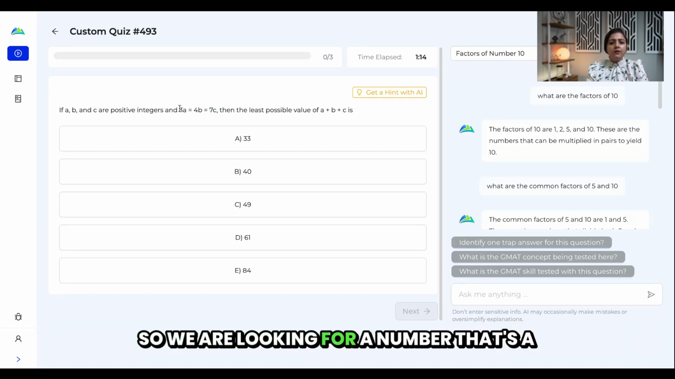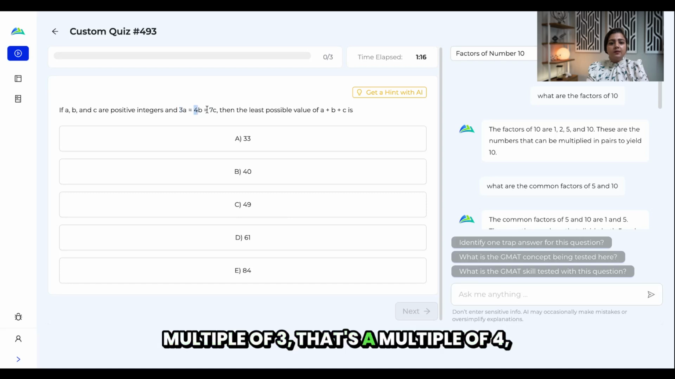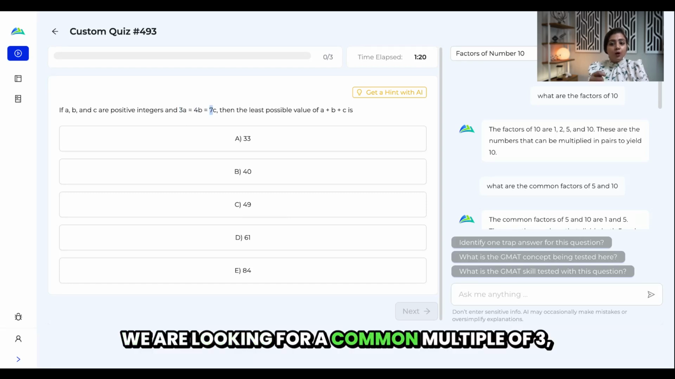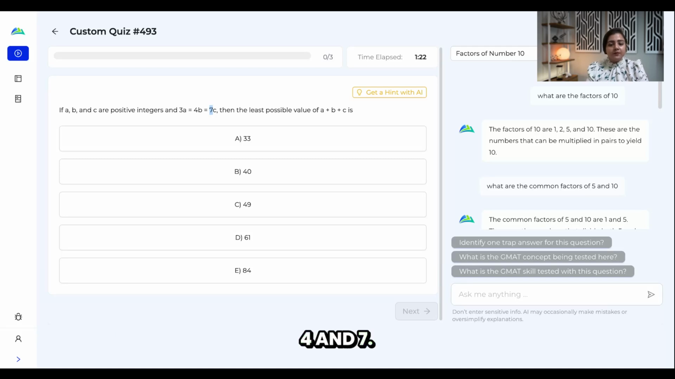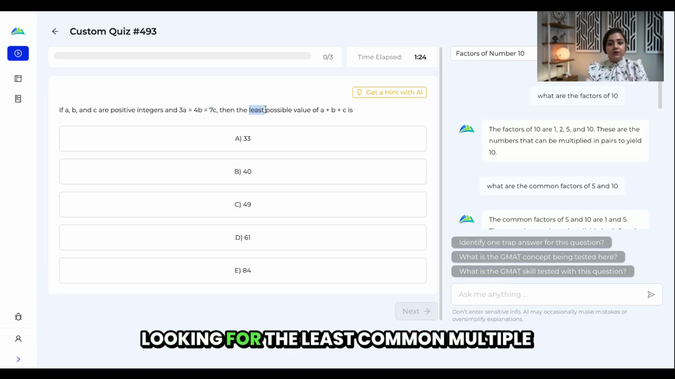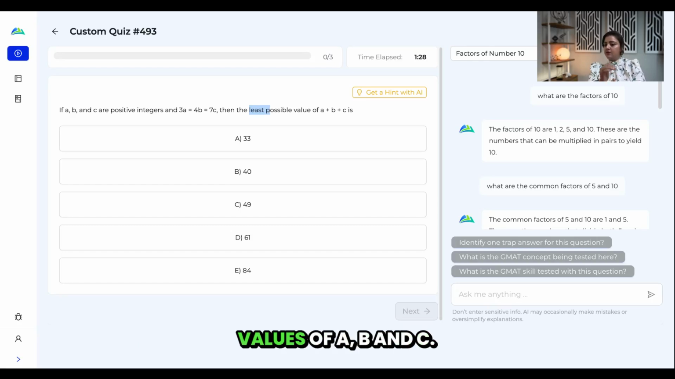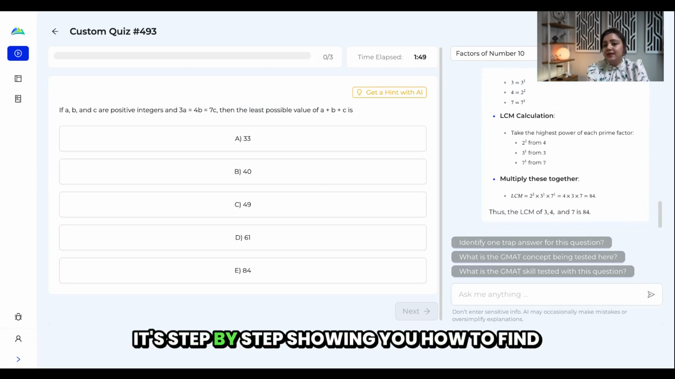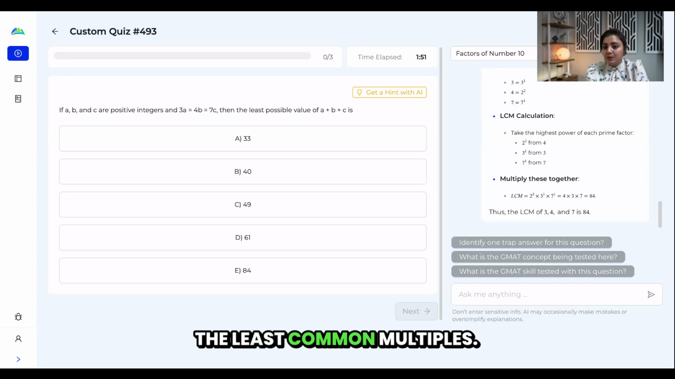So we are looking for a number that's a multiple of 3, that's a multiple of 4, that's a multiple of 7. We are looking for a common multiple of 3, 4, and 7. Not just any common multiple, we are looking for the least common multiple because we are trying to find the least values of A, B, and C. So let me ask AI if it can give me the LCM or least common multiple of 3, 4, and 7. It's showing step by step how to find the least common multiple.